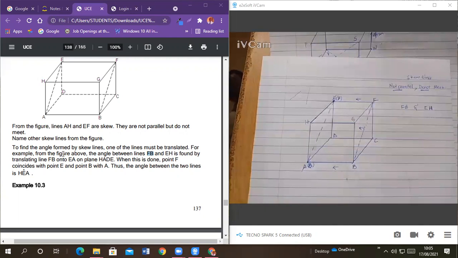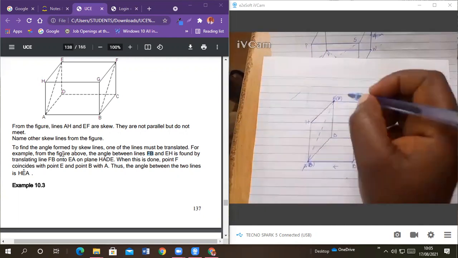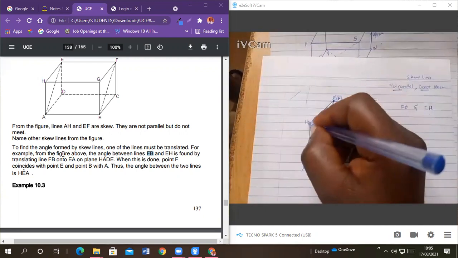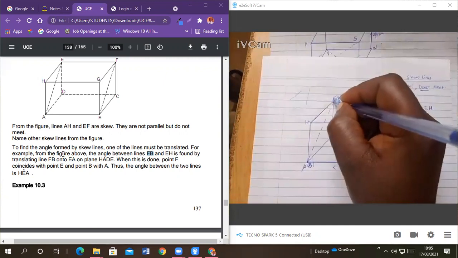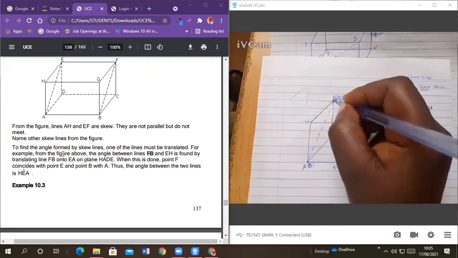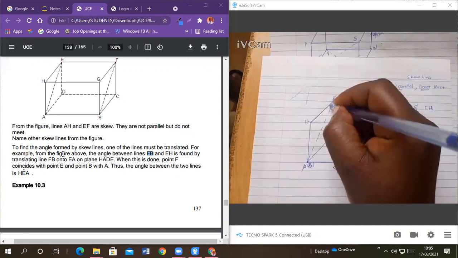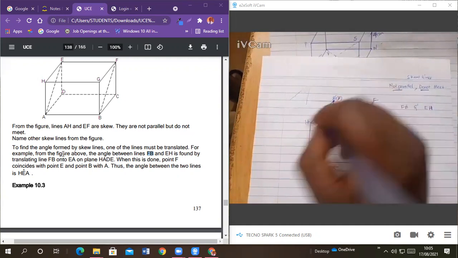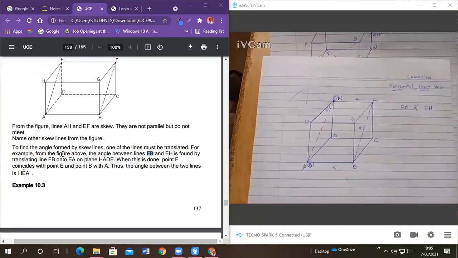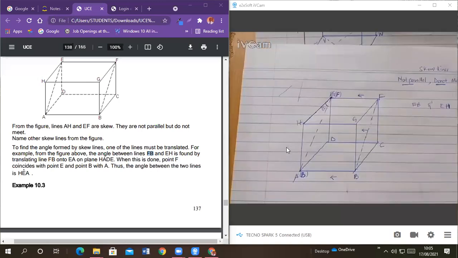So now to find the angle between HE, which was here, and FB, this is the angle that they want, that angle. That's the angle that they want. And zoom in very well if you're not seeing clearly. That's the angle that they want, this angle here.